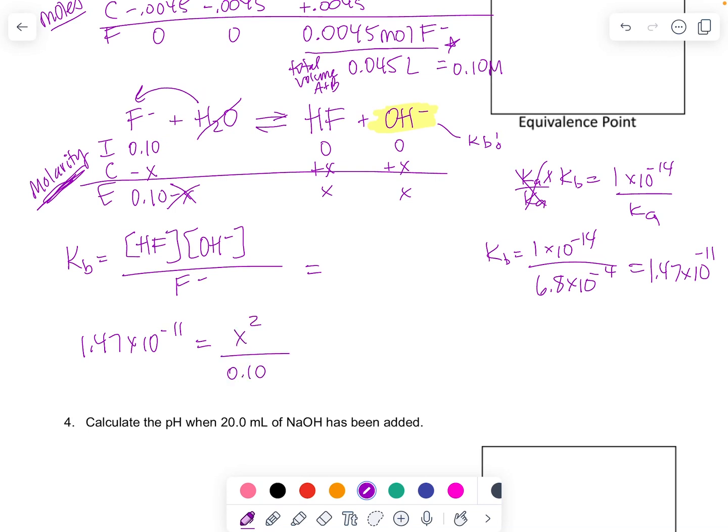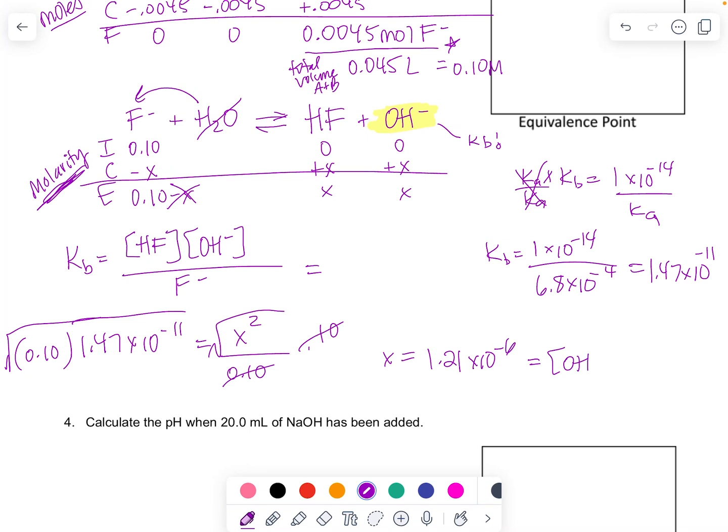I multiply both sides by 0.1. Then I will take the square root, and I get x is equal to 1.21 times 10 to the negative 6th. And this is equal to the concentration of the OH minus. Now, there's several different ways I could go about it. From here, I'm just going to show you one of your options.